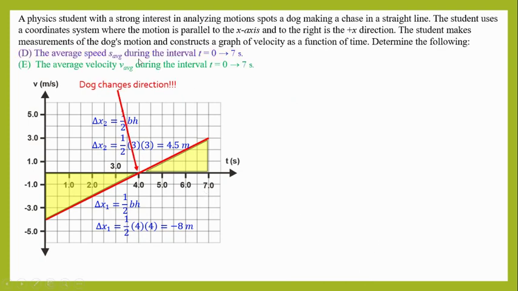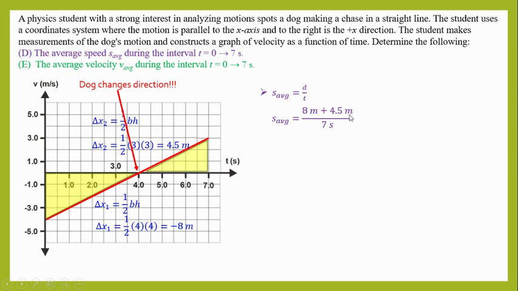All right, let's do part D. Part D asks you to find the average speed during 0 to 7. Well, that's easy. We already found the total distance in part C for 0 to 7 seconds. So to find average speed, it's just distance over time, okay? And distance here is just 8 to the left plus 4.5 to the right.